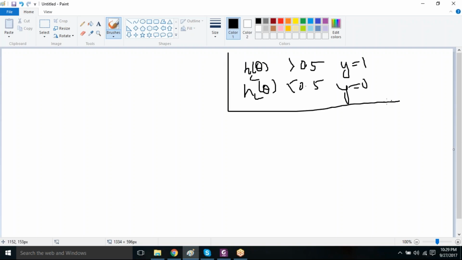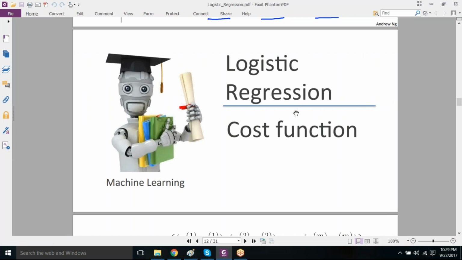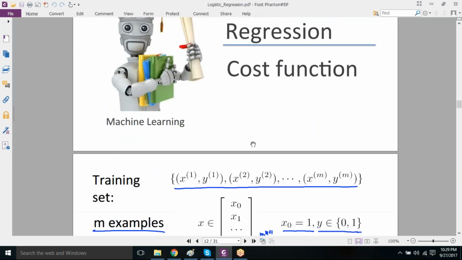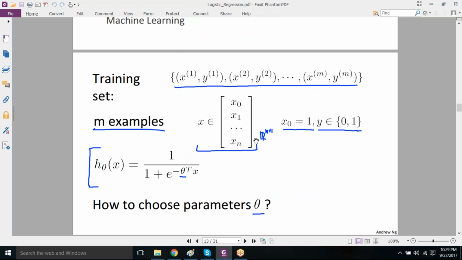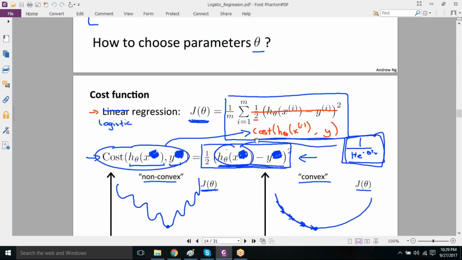So now the question is, what is your cost function? What is the error term here? Let us analyze the error term.